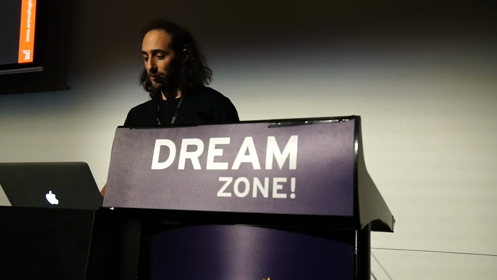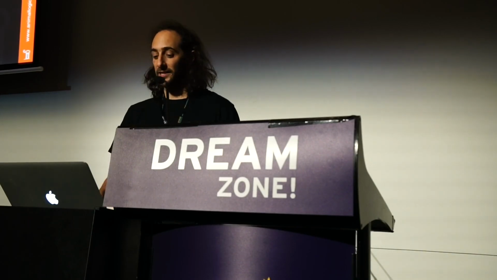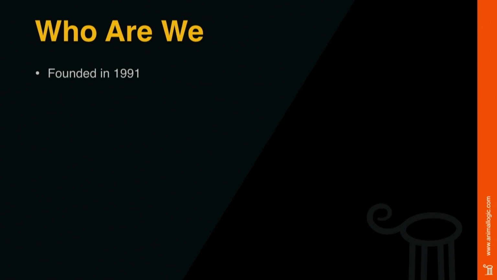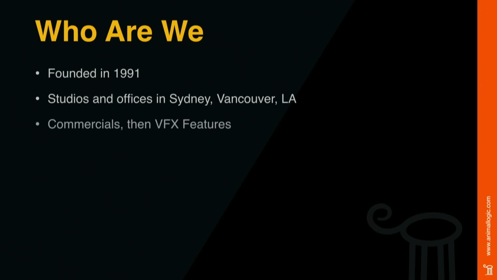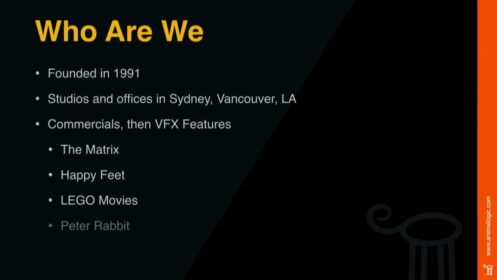projects. So first things first, just a bit about who Animal Logic is. We were founded in 1991. We've got creative studios in Sydney and Vancouver, and development offices in LA and Sydney. We work predominantly in commercials first, while then moving on to VFX features. We did The Matrix and Happy Feet, which was the first animated feature to be done in Australia, and it won an Oscar. And more recently, we did the Lego Movie franchise and Peter Rabbit. And Peter Rabbit kind of brings us back to the automated character effects pipeline.